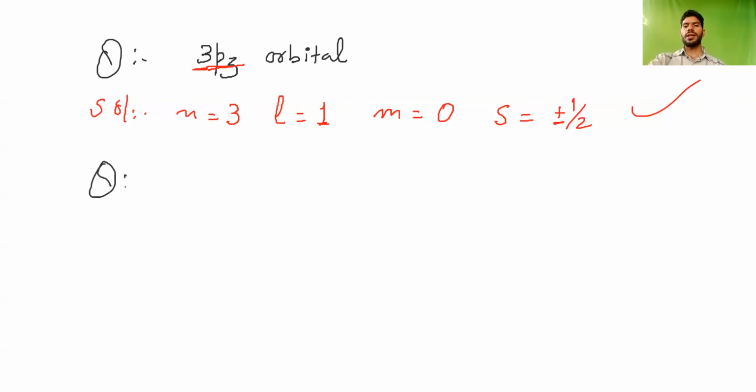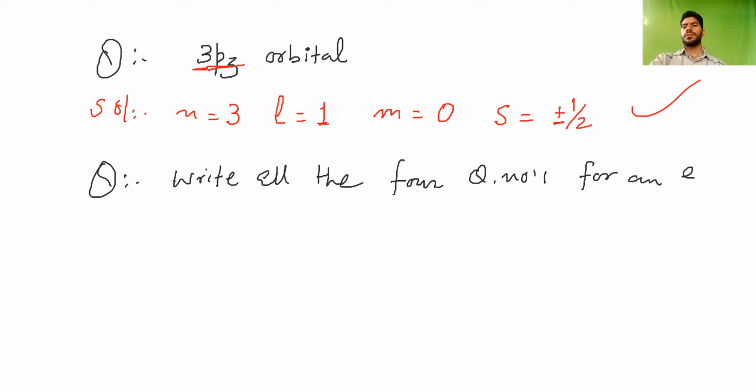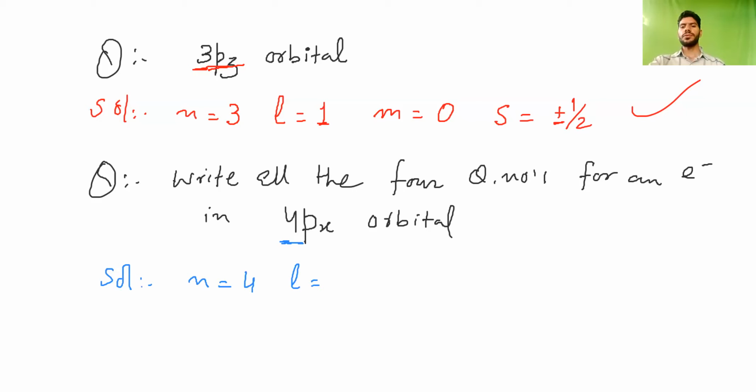For example, let me write that. Write all four quantum numbers for an electron in a 4px orbital. Can you write all the possible ways here? First of all, tell me what the n value, the principal quantum number, will be. The n value is given here, it is 4, exactly. Okay, what will be the l value?